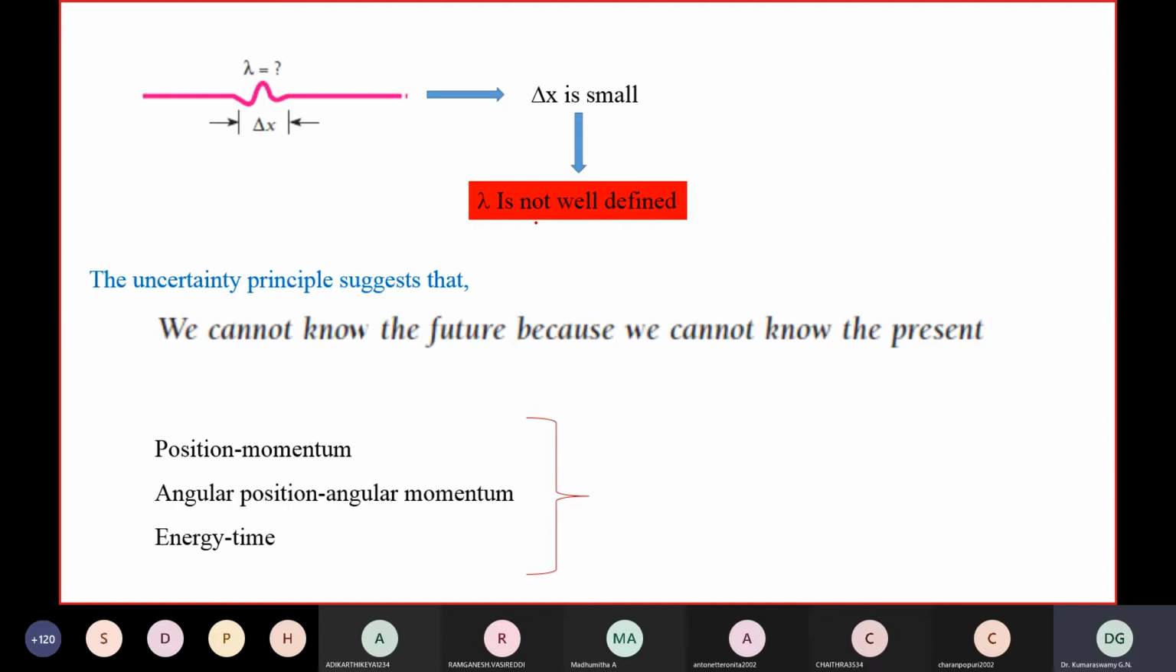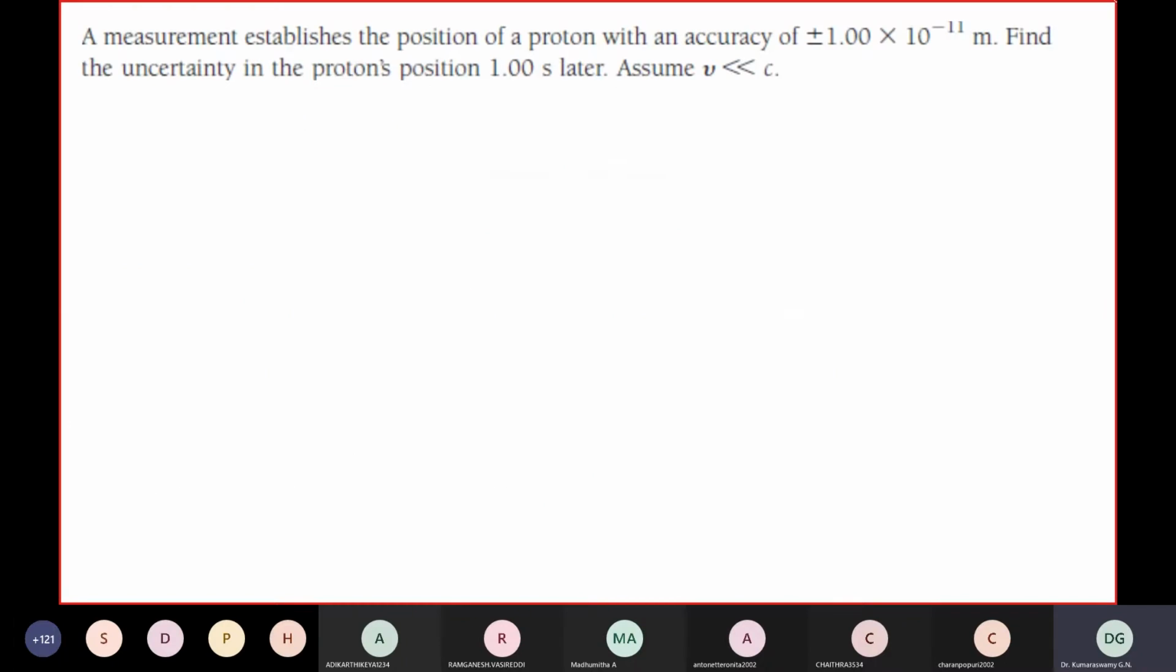So these are the conjugate pairs of quantities which follow the uncertainty principle: position and momentum, angular position and angular momentum, and energy and time, right? So these are the conjugate pairs which follow the uncertainty principle. Now let's look at some examples. This is the example. Read it.